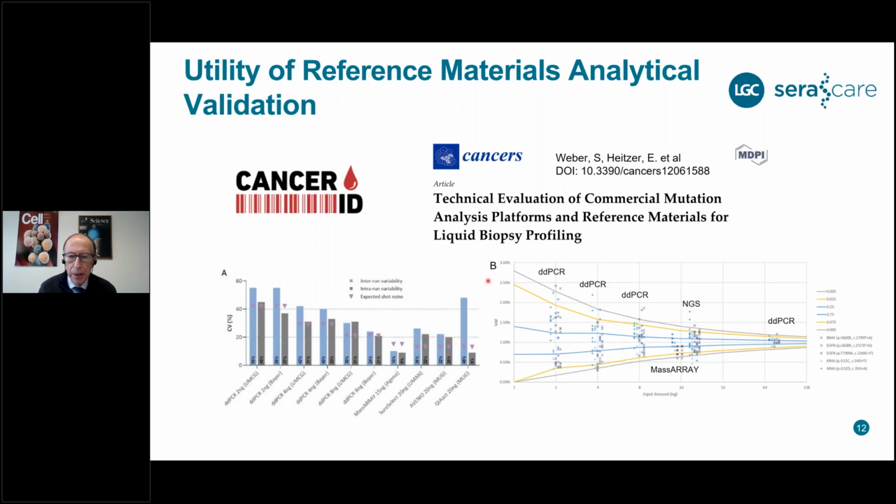The other data shown in this paper is a different way of looking at technically evaluating assays. So again, here we're looking at input amount, and this is an inverse regression analysis, inverse binomial distribution. And we're looking at different input amounts by digital PCR, again, 2 nanograms, 4 or 8. And then the MassARRAY is right here. It's around 16 nanograms input. The NGS assays are at 20 nanograms. And again, 72 nanograms with some digital assays.